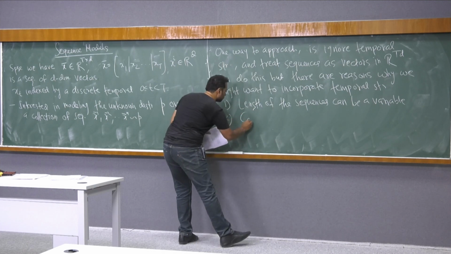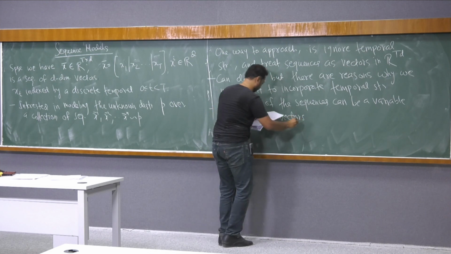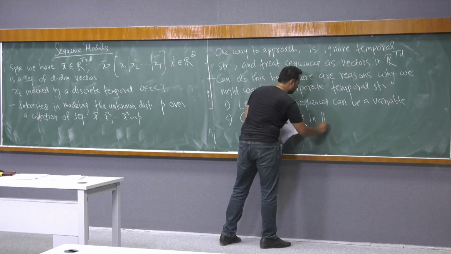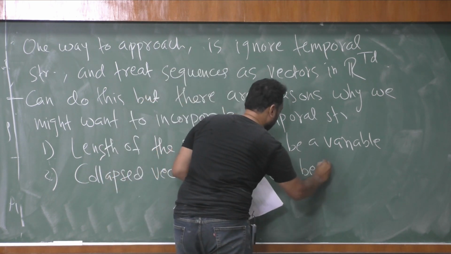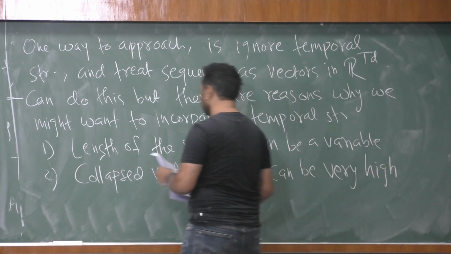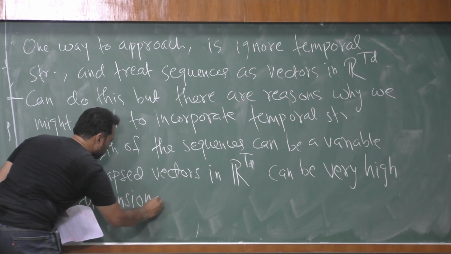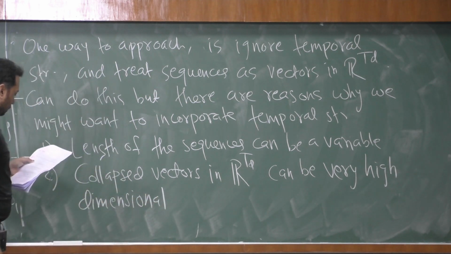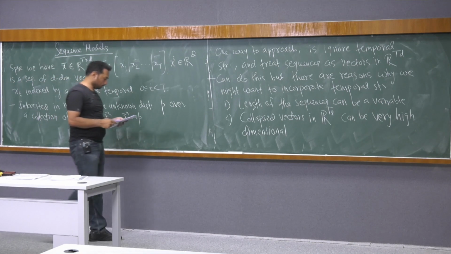So collapsed vectors in RTD can be very high dimensional. So basically it's very high dimensional, hence that's also another reason why we may prefer having a sequence approach. From a memory point of view and all, it can help.